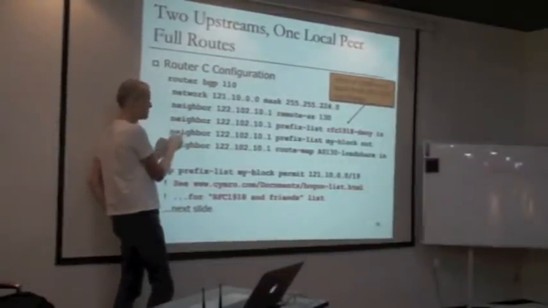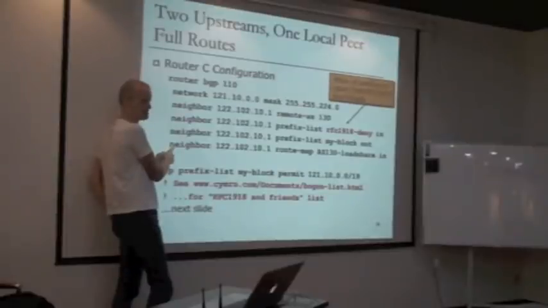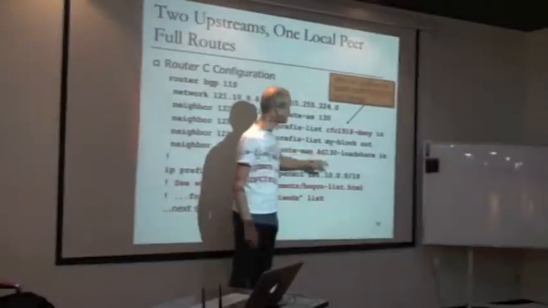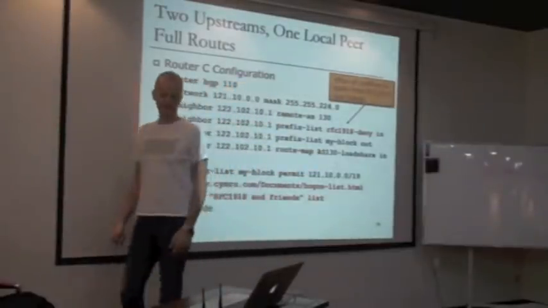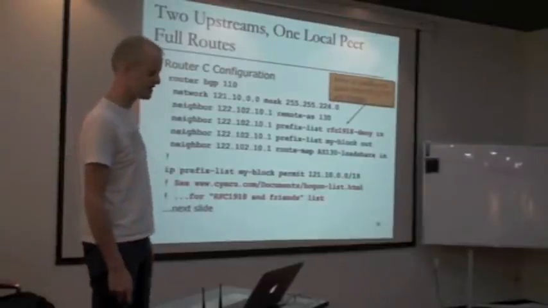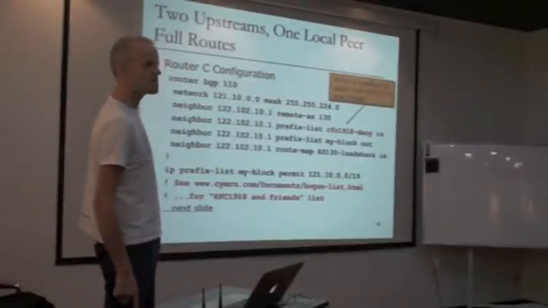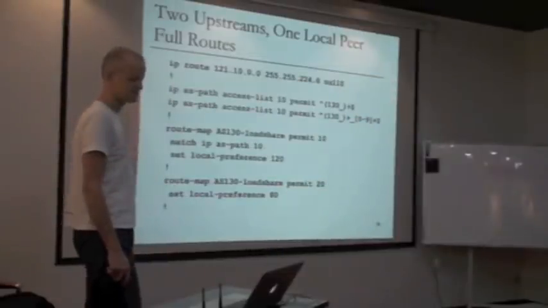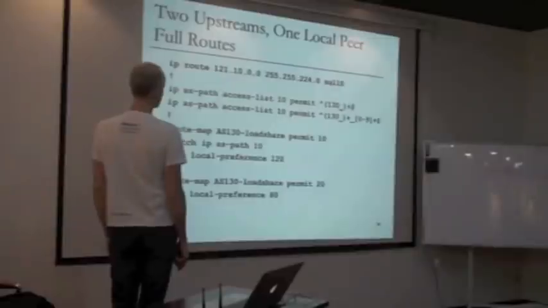And inbound, we also have a route map. It's a route map I've called AS130 load share in. That may seem a bit of a strange name, but I just picked the name. But it is a route map that does our load balancing for us. So what is it going to do?